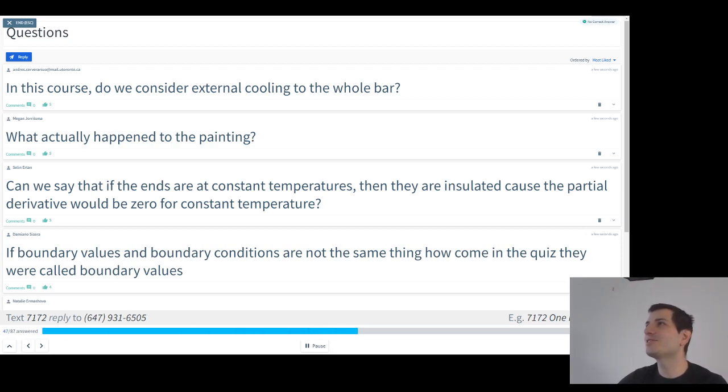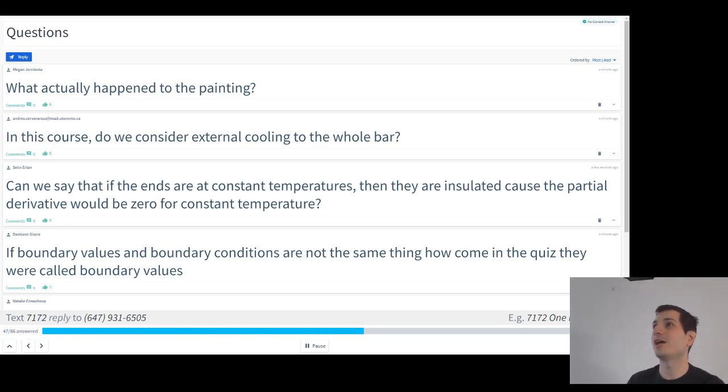In this course, do we consider external cooling to the whole bar? That's another great question. We are also going to do that next time. So for now, the bar only has things happening at the end, nothing happening in the middle, except for heat flowing in between the bar. There's nothing touching the bar in the middle except at the two ends, and we're going to learn how to do that differently when we do the non-homogeneous stuff. So the non-homogeneous will have different things.